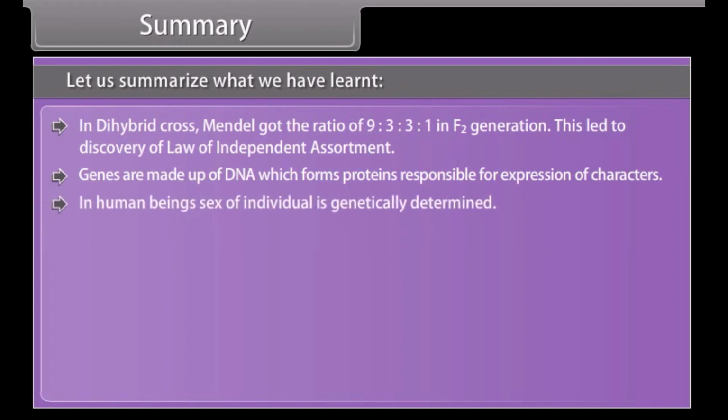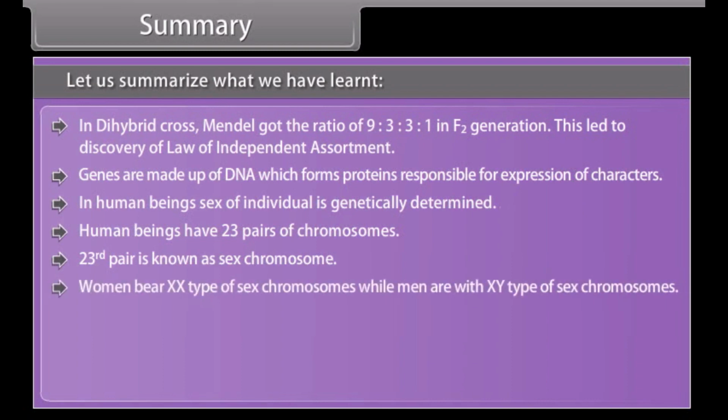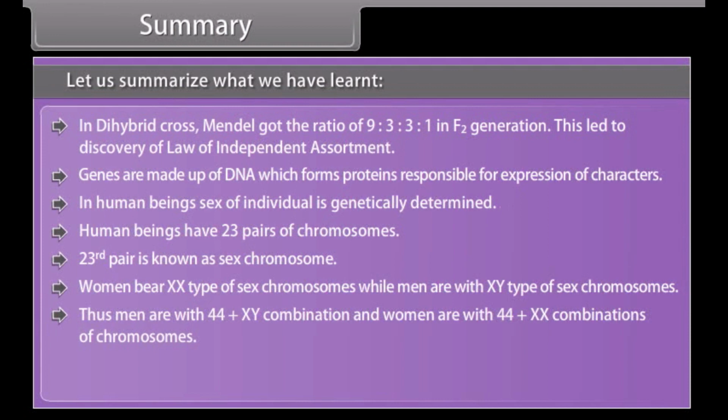In human beings, the sex of an individual is genetically determined. Human beings have 23 pairs of chromosomes. The 23rd pair is known as the sex chromosome. Women bear XX type of sex chromosomes, while men have XY type of sex chromosomes. Thus, men have a 44 plus XY combination, and women have a 44 plus XX combination of chromosomes.